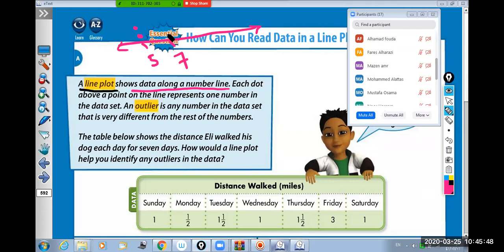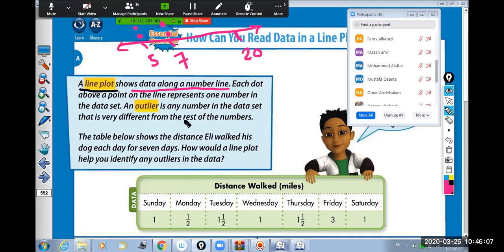It was 2 days because your dad gave you $5 two days, and $7 two days. What is the number that is far? 20. Yes, 20. The 20 we call it what, Ilyas? Outlier. See here, Ilyas, the outlier number.